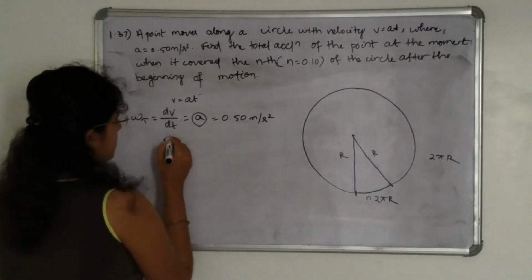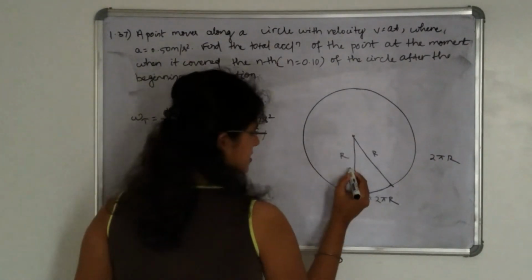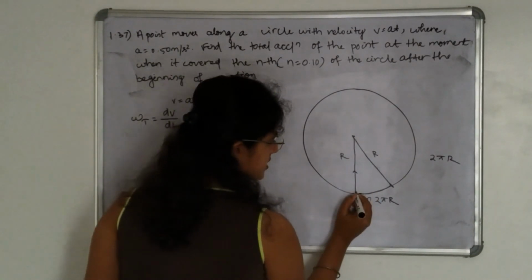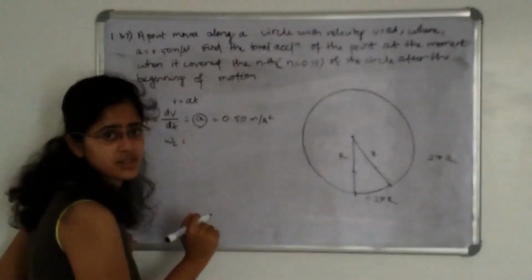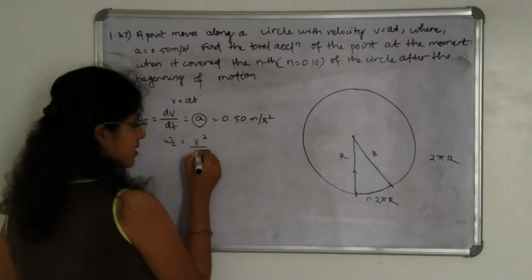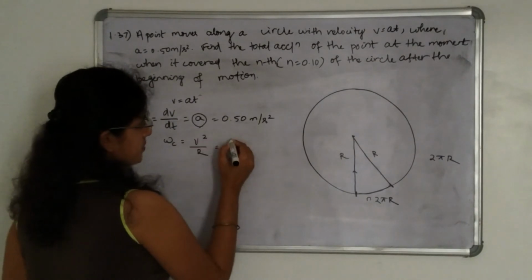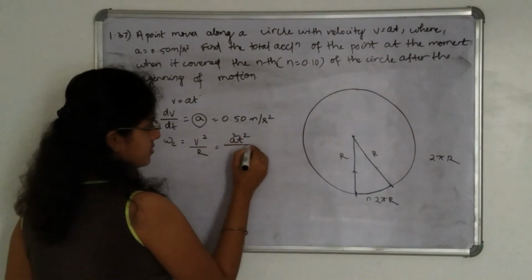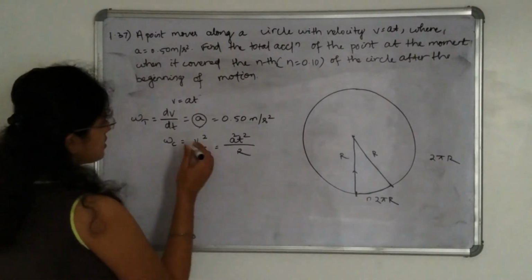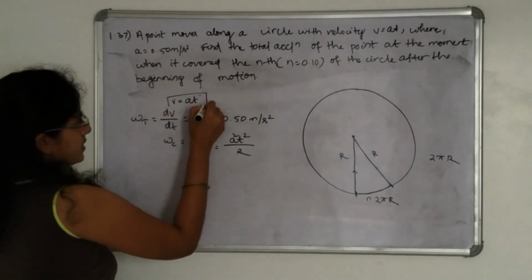Next, centripetal acceleration is how much? The acceleration along this direction is how much? Tangential acceleration is along the tangent of this circle. But centripetal acceleration is how much? We know v square divided by r. So v is a t, so a square t square divided by r. Okay. So v is equal to a t.